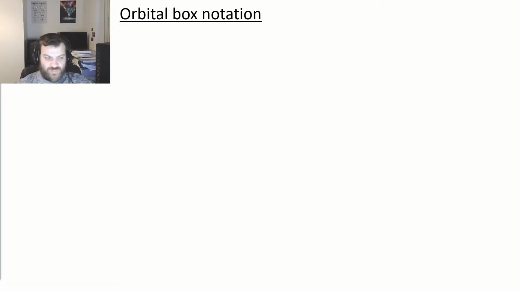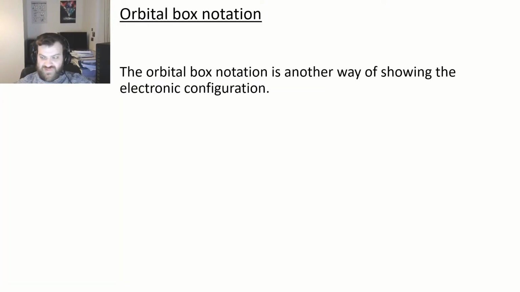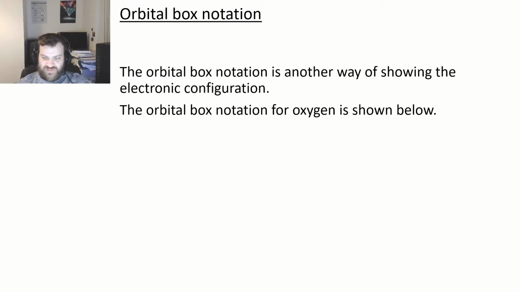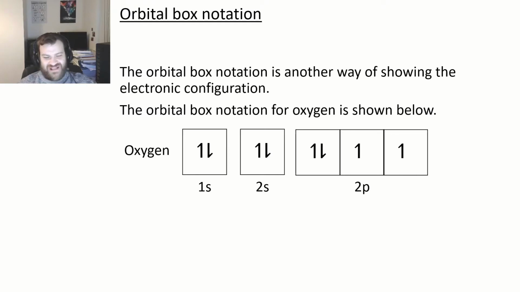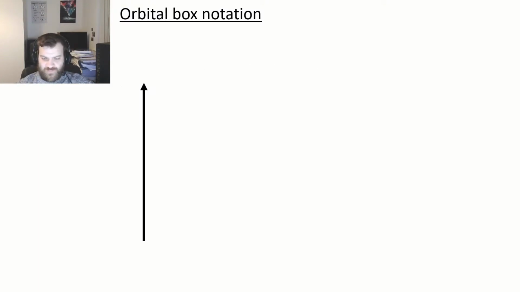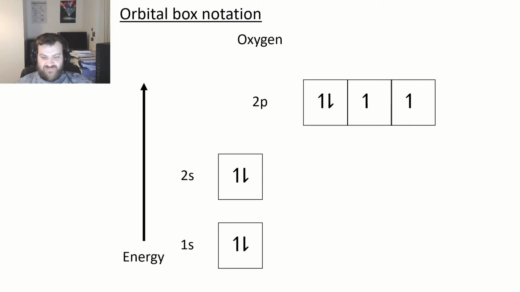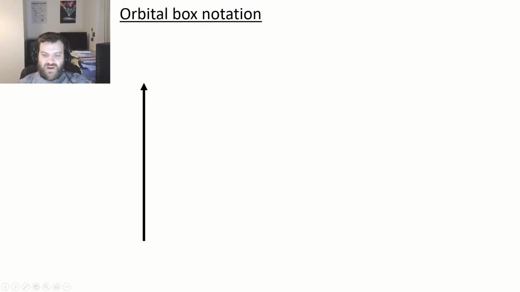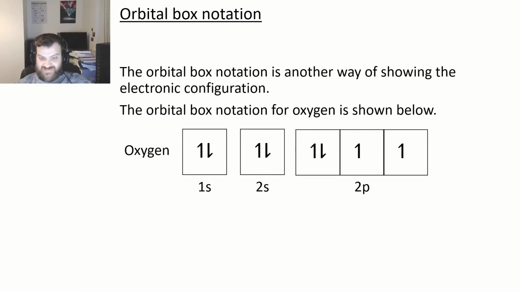When it comes to orbital box notation, it's just another way of showing the same thing as the spectroscopic notation. If we're looking at something like oxygen, oxygen has 8 electrons in total. We have 2 in the 1s orbital, 2 in the 2s, and then 4 in the 2p orbital. It can sometimes be represented vertically, where the energy is increasing as you move up the diagram. Most often it would be drawn across the way. Just in terms of space, this is probably how you would see it most often.